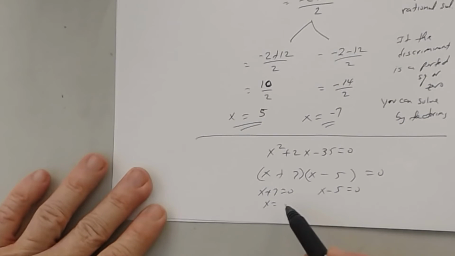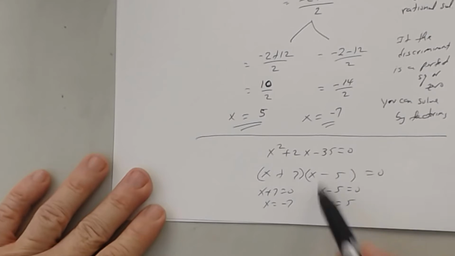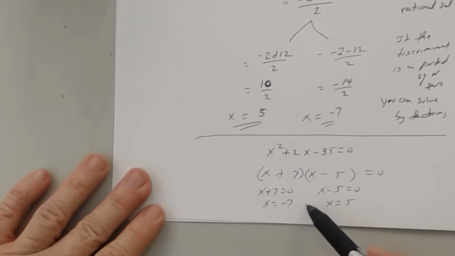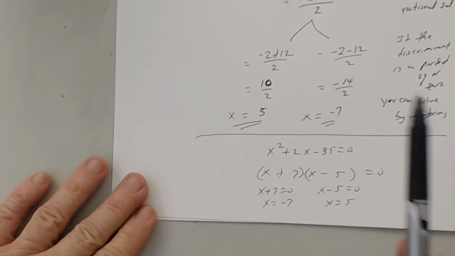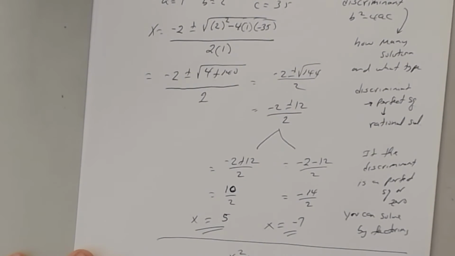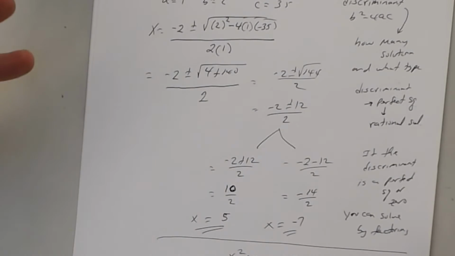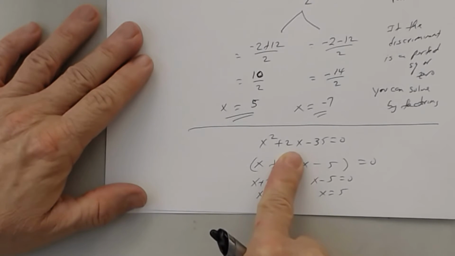So what's x over here? And what's x over here? So it was a lot easier to have done this by factoring. But that's not what the directions said. The directions said they wanted you to use the quadratic formula. But the point is you have to use the quadratic formula at some point, because is every quadratic equation factorable? No, it's not.